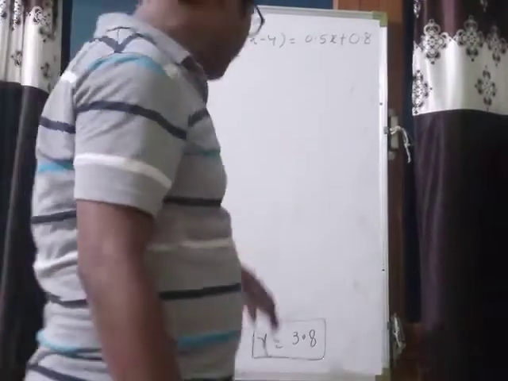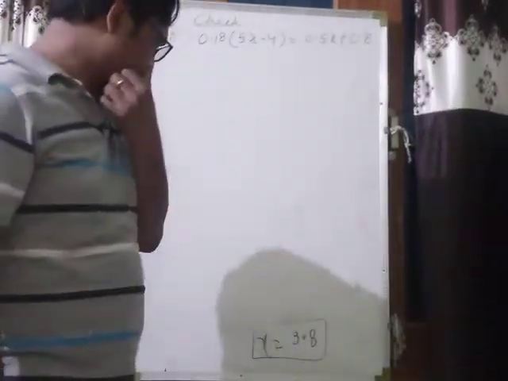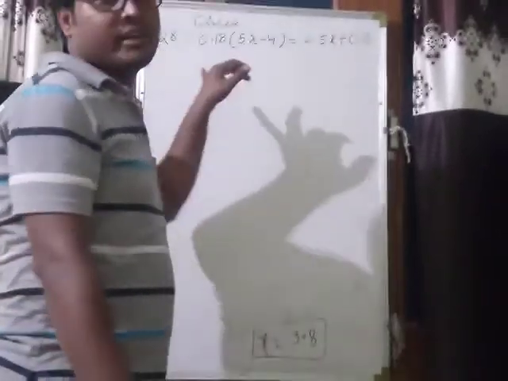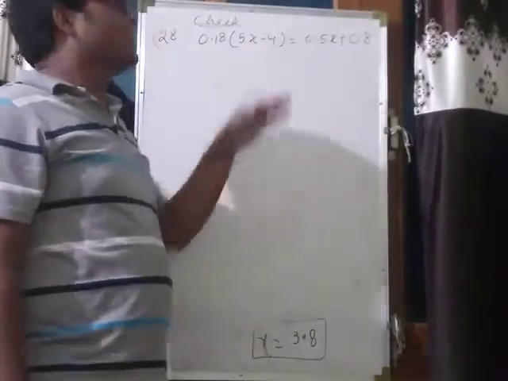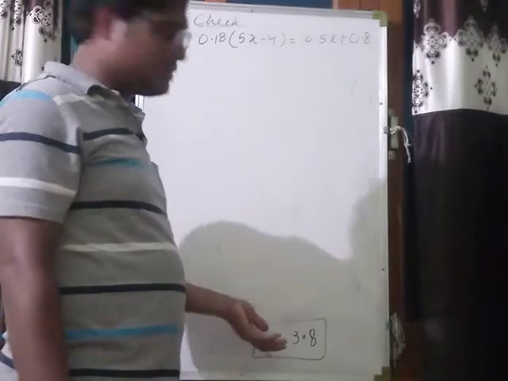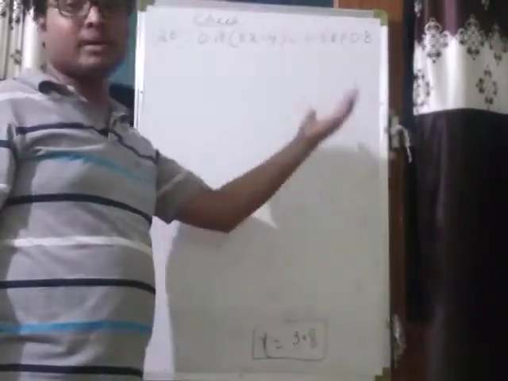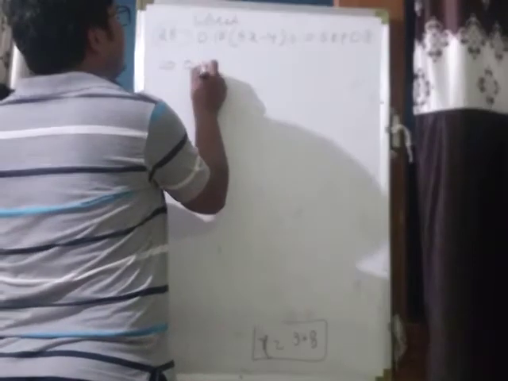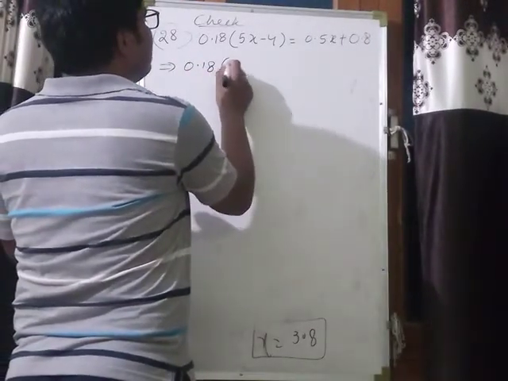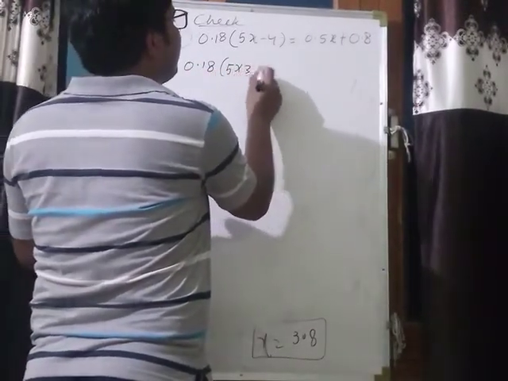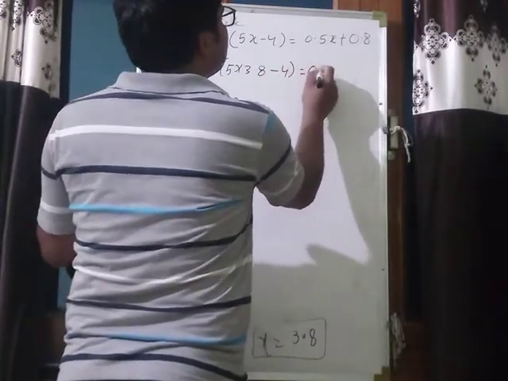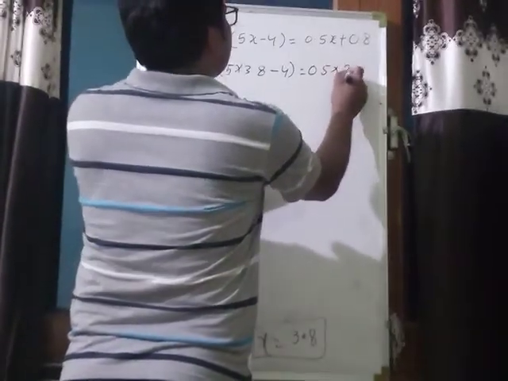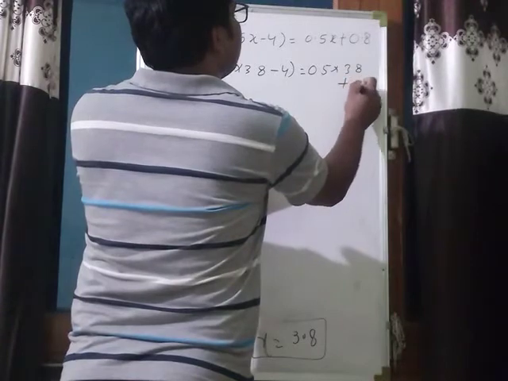Now see, I am going to check that our answer is correct or not. So put x equal to 3.8 on the left and right side here, and see whether x equal to 3.8 satisfies this equation or not. So that will be 0.18 into 5 into 3.8 minus 4. This is 0.5 into 3.8 plus 0.8.